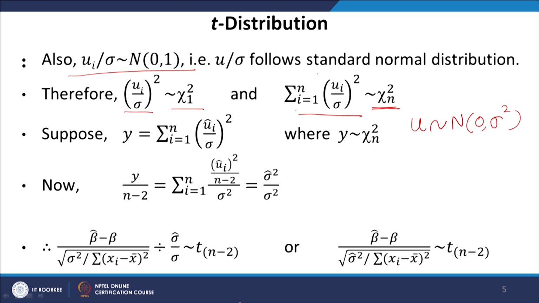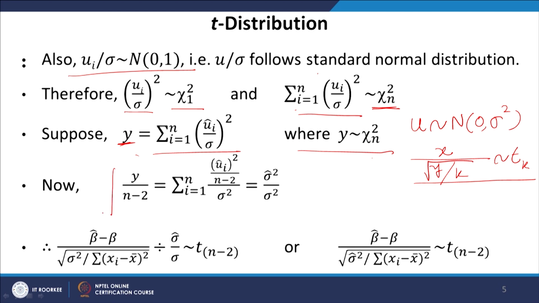Now, suppose we call this y, where y follows a chi-square distribution with n degrees of freedom. We are denoting it by y because just in the previous slide I mentioned that if x follows a standard normal distribution and y follows a chi-square distribution with k degrees of freedom, then x divided by root over y by k follows a t distribution with k degrees of freedom. So, this is something we are going to actually prove, how it happens. Now, if y follows a chi-square distribution with n degrees of freedom, then y by n minus 2 would be summation i running from 1 to n of ui hat square divided by sigma square, divided by n minus 2. So, we have this expression, this entire thing is divided by n minus 2.